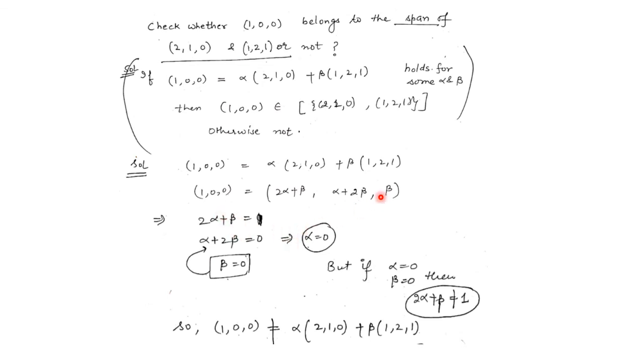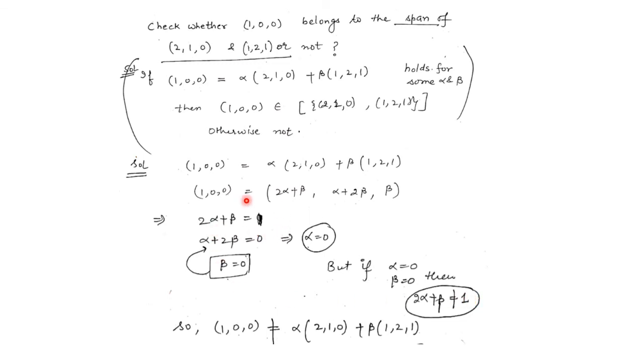So now just see, if your beta is 0, substitute over here, you will get alpha is also 0, right? But when you substitute alpha and beta both in the first equation, then 0 cannot be equal to 1.